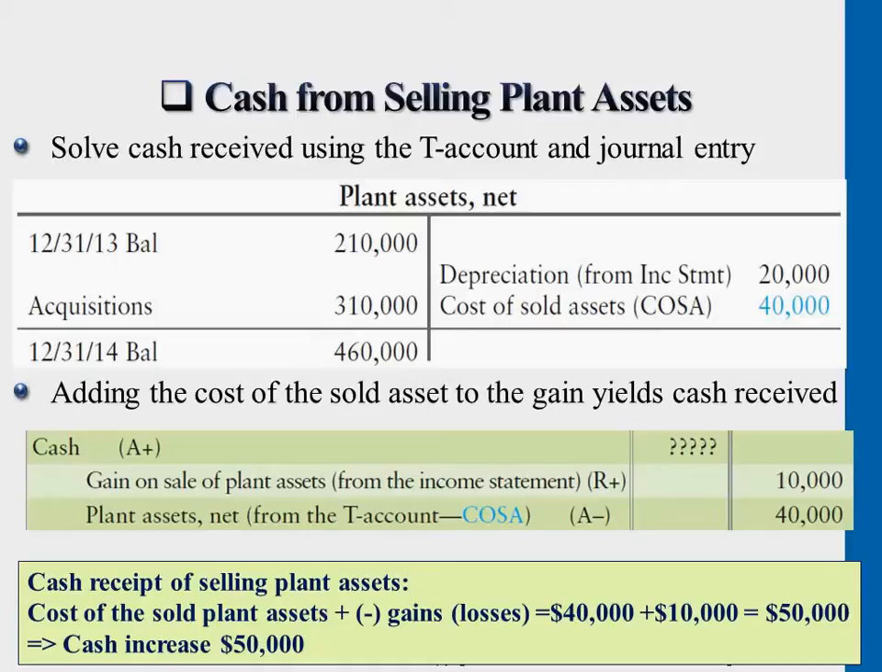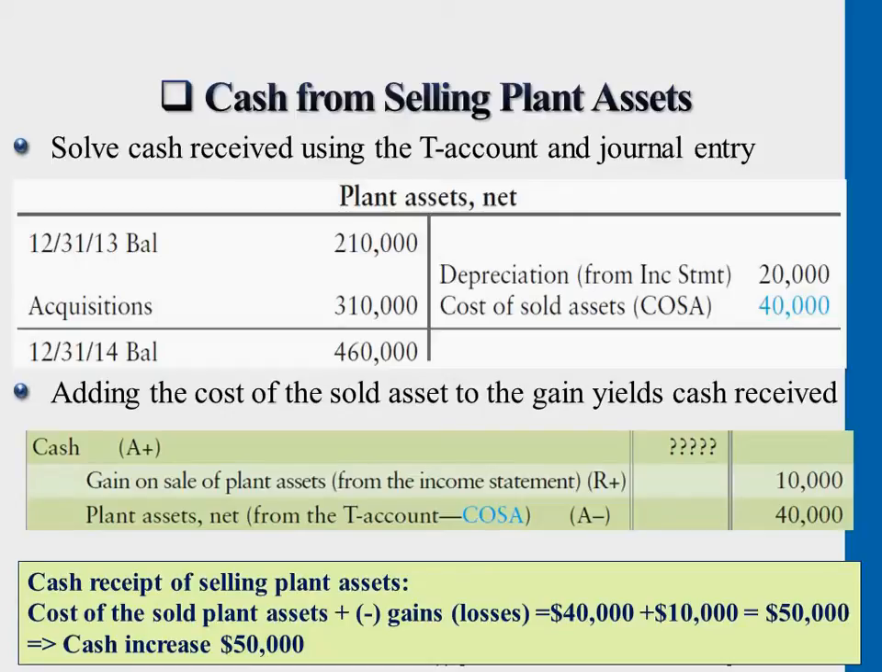Okay, so if this were another example, if the $10,000 is a loss that you see on the income statement, and let's say the book value of the plant asset is still $40,000, then cash received will be $40,000 minus $10,000. The cash received overall you see on the statement of cash flows will be $30,000. 40,000 minus 10,000.